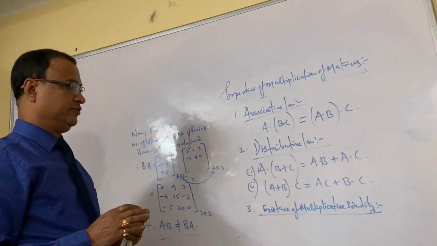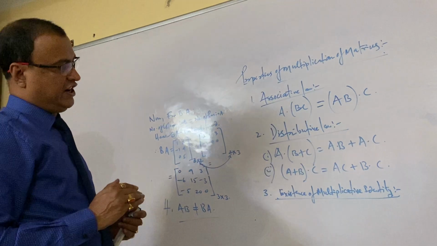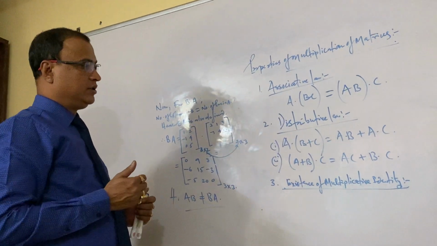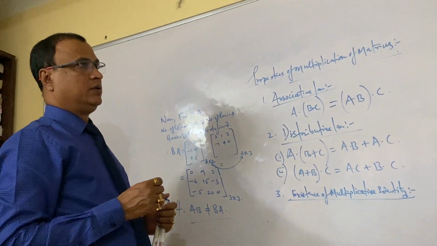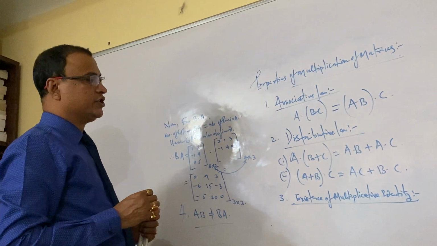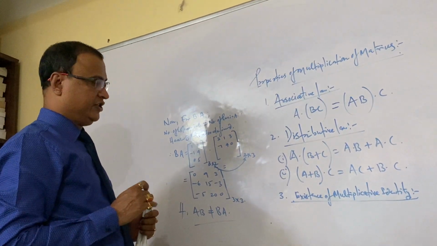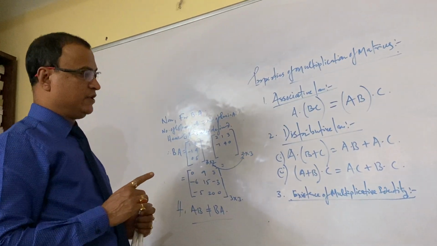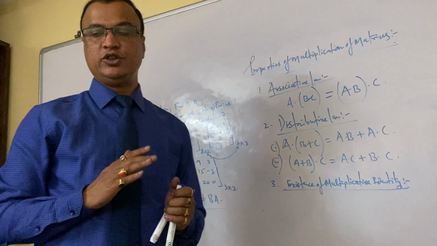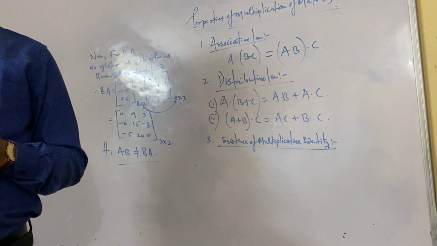In the next class, whenever we have the classes, we can discuss that topic: how to find the inverse of a matrix using elementary operations. At that time we need this concept, the existence of multiplicative identity.